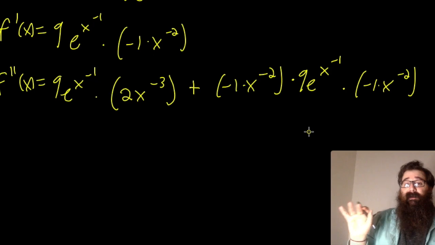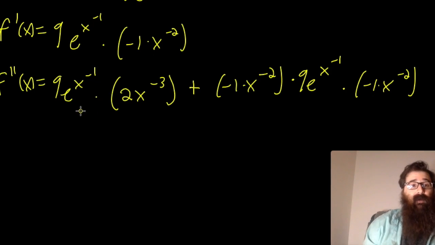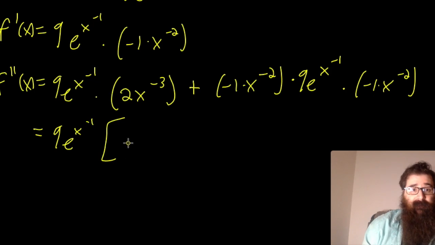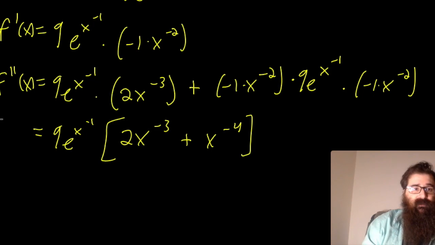Now I'm actually not going to stop here. I'm going to move on to find the third order derivative. So I'm going to go ahead and clean this up. Let me factor the 9e to the x to the minus 1 out. And then I'm left with 2x to the minus 3 plus, and then negative 1 times negative 1 is positive 1. X to the minus 2 times x to the minus 2 is x to the minus 4. So this is what I get for a cleaned up version of f double prime of x.